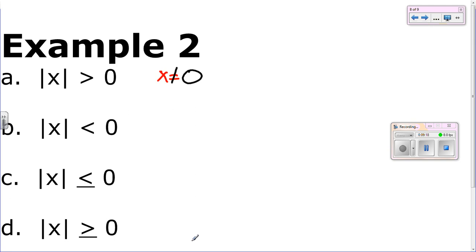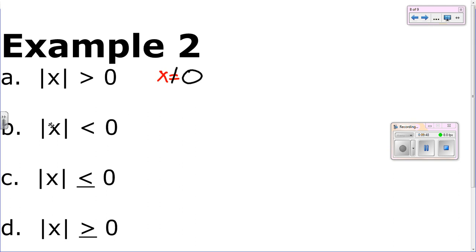Does that make sense? Because no matter what we put in here, as long as it's not 0, the absolute value of that number would end up being greater than 0. Because it always has to be positive. So instead of saying every number except 0, you just say x cannot equal 0. Then that tells you that it could be anything else.